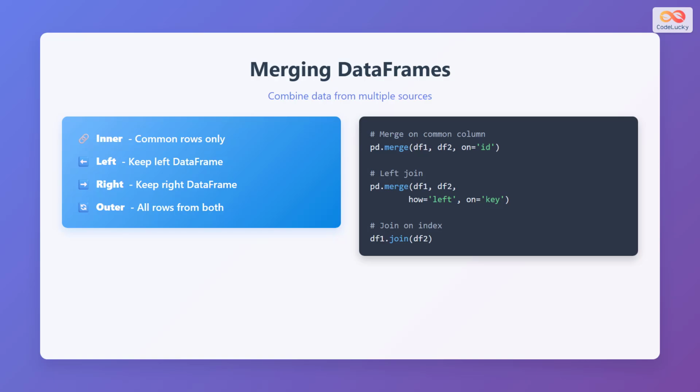Merging combines data from multiple data frames based on common columns or indices, similar to database joins. Pandas supports 4 types of joins. Inner join keeps only rows that exist in both data frames, left join keeps all rows from the left data frame, right join preserves all rows from the right data frame, and outer join includes all rows from both data frames. Use pd.merge with the on parameter to specify the common column and the how parameter to choose the join type. Alternatively, the join method merges data frames on their indices. These operations are crucial for combining data from different sources in real-world projects.